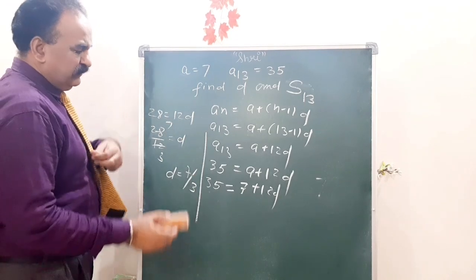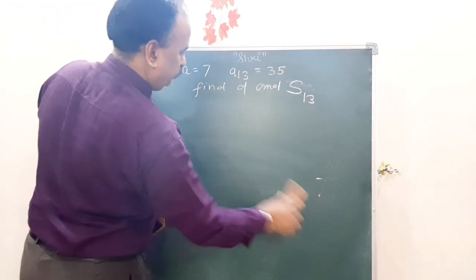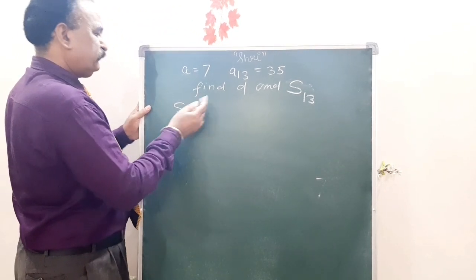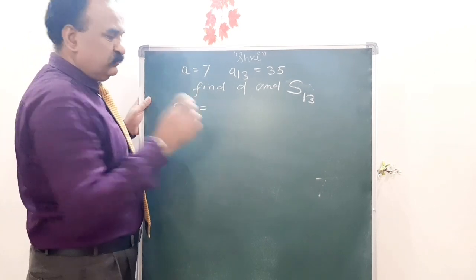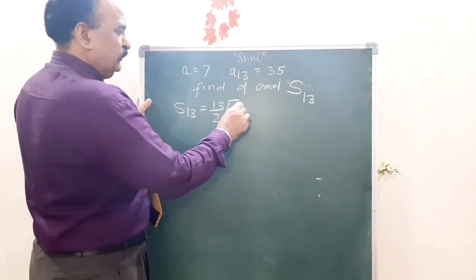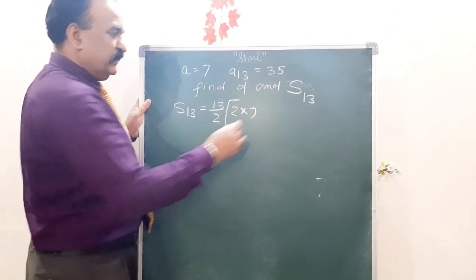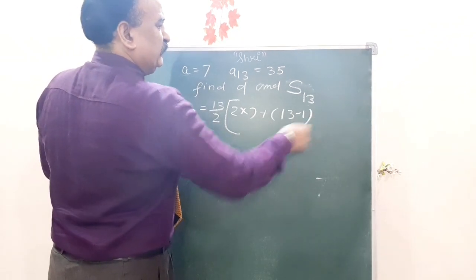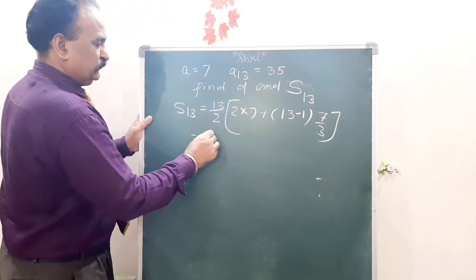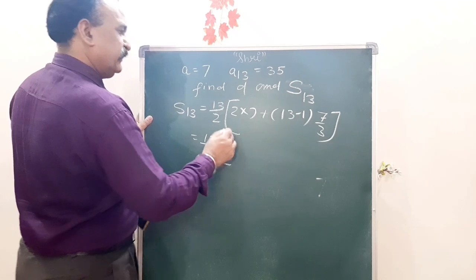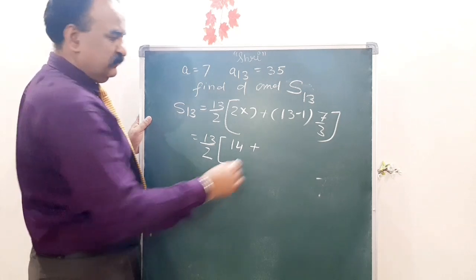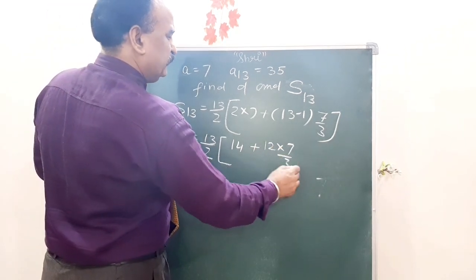D is equal to 7 by 3 you got here. It means sum of 13 terms means S13 is equal to n by 2. It means 13 by 2, because number of terms are 13. 2a, so 2 into 7 plus n minus 1, 13 minus 1 into d, 7 by 3. So 13 by 2 into bracket 2 7s are 14 plus 13 minus 1 means 12, so 12 into 7 upon 3.